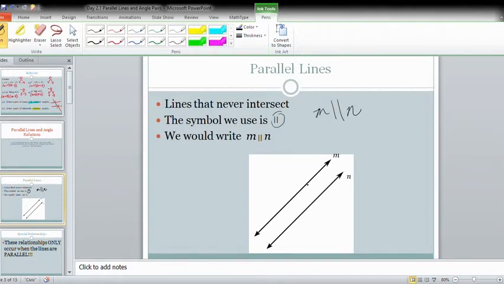Another way we'll also do it is if we wanted to label the picture, you'll see like a caret on either side of the parallel line, or sometimes a triangle. So this would also show that they were parallel lines.